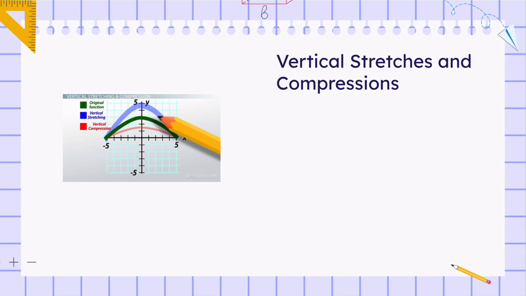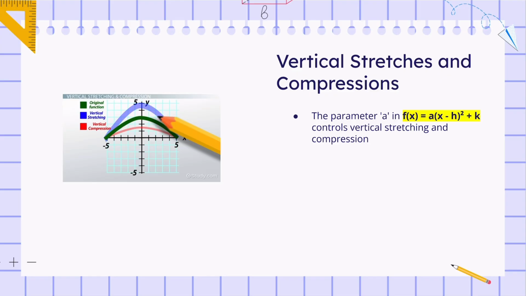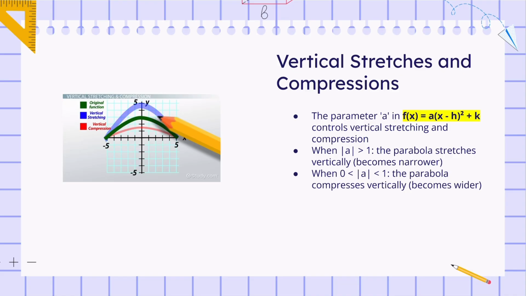Now, diving into vertical stretches and compressions. So our general transformation algorithm is f(x) = a(x - h)² + k, and this should really remind you a lot of the vertex form of the parabola. The variable a is what tells us whether the graph will vertically stretch or compress. When the absolute value of a is greater than 1, then we say that the parabola stretches or becomes narrower or taller. Actually, I would say narrower and taller.